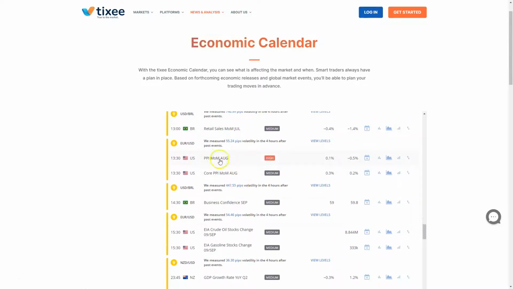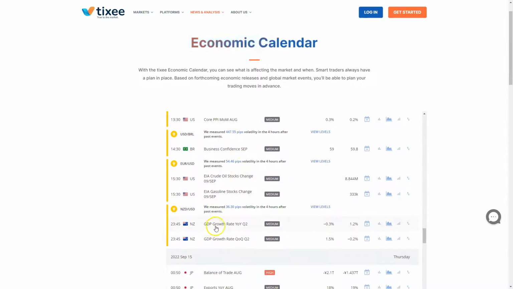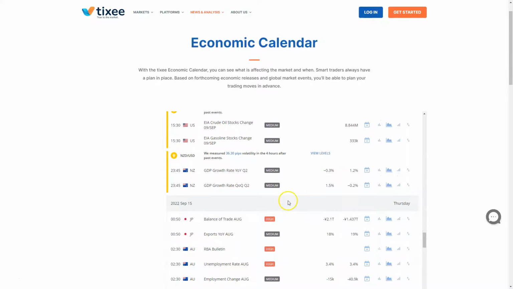Then we're going to have production figures from the US towards midday. And then to finish the day off, which is going to be finishing the day in UK time, but obviously we're going to be starting things off in New Zealand. We're going to have GDP data from New Zealand being released at 11:45 UK time. And again, this is why it's important to make note that you're looking at the correct time zone.